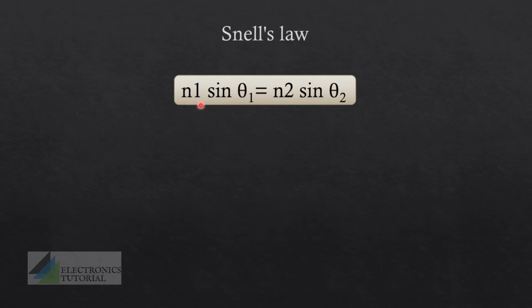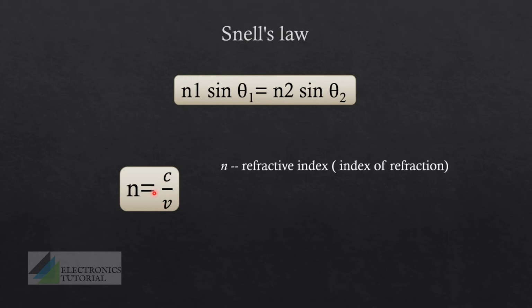Here we can see another two terms, n1 and n2. n1 is the refractive index of the first medium and n2 is the refractive index of the second medium. What do you mean by refractive index? The refractive index can be defined as the ratio of speed of light in vacuum to that in any other medium. The factor n is the refractive index or the index of refraction of the medium.